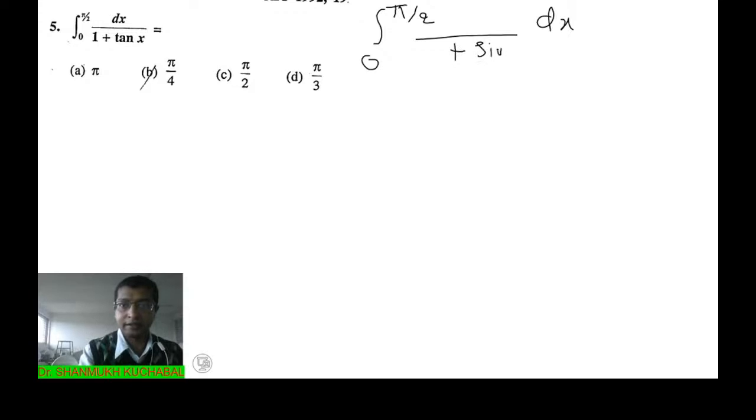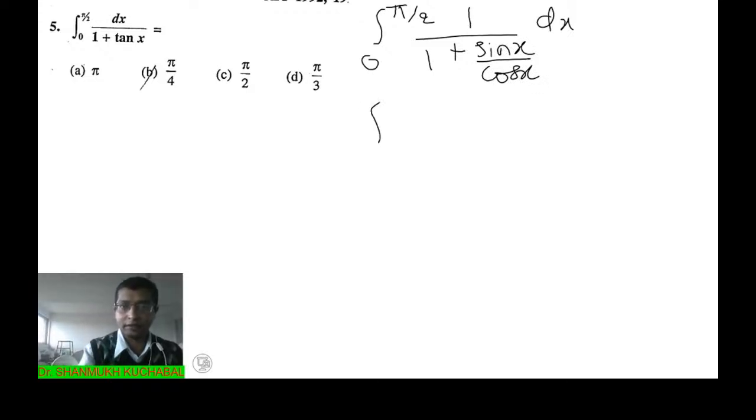Okay, further, example number 5: the integral from 0 to pi by 2 of dx divided by 1 plus tan x. So we need to simplify. For your understanding, I write a few steps, so afterwards you can use a shortcut. So dx as it is. Tan can be written as sine by cos, so it is sine x divided by cos x, and 1 as it is.